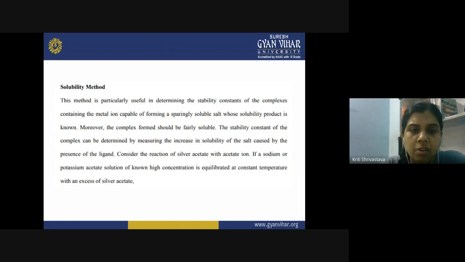Now, the stability constant of the complex can be determined by measuring the increase in the solubility of the salt caused by the presence of the ligand. So, whenever the ligand is present, you can determine the stability constant of the complex by just measuring the increase in the solubility of the salt. Now, how will that happen? How will the solubility of the salt increase? Because now more and more complex is formed. The salt is the sparingly soluble one, right?